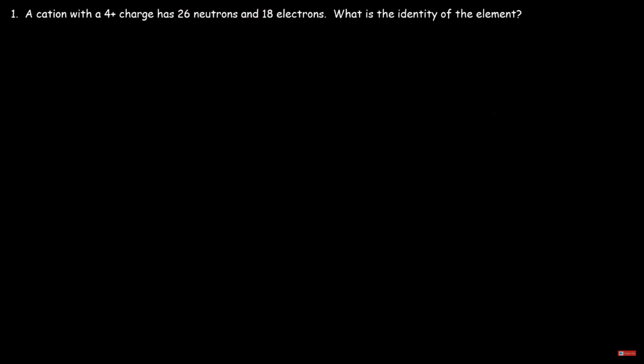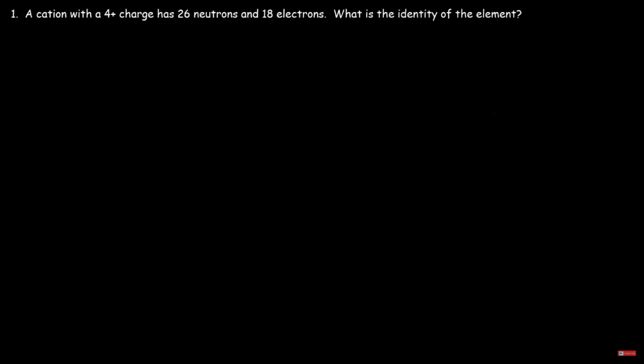Now let's work on a challenge problem. So let's see if you truly understand the lesson in this video. So we have a cation with a 4+ charge, and it has 26 neutrons and 18 electrons. What is the identity of the element? Feel free to pause the video if you want to try it.